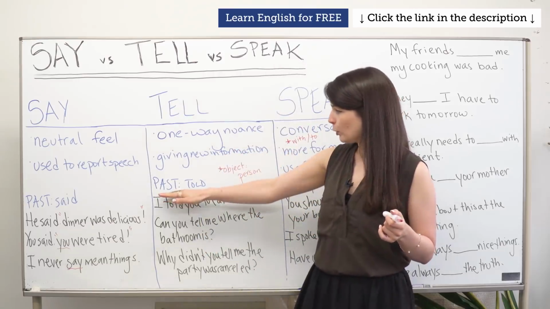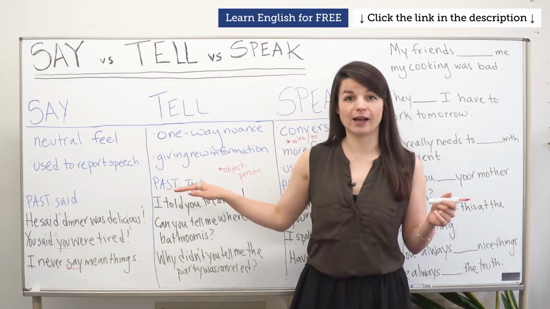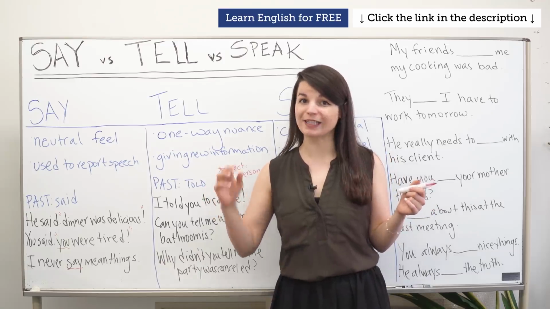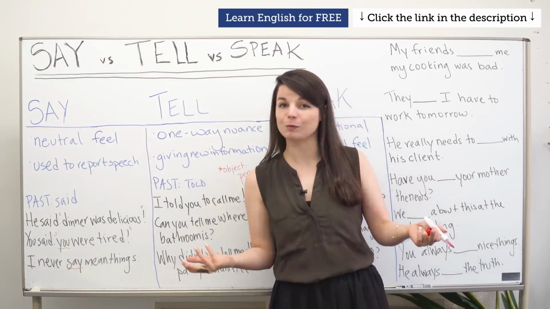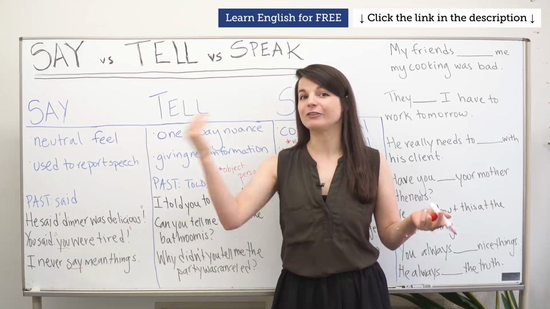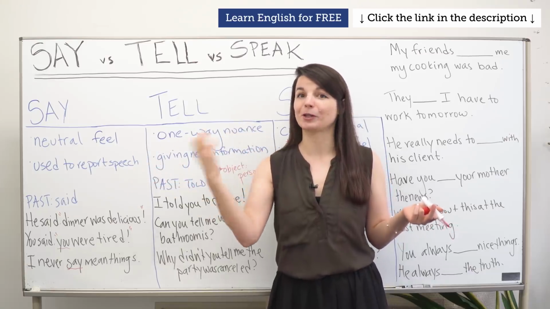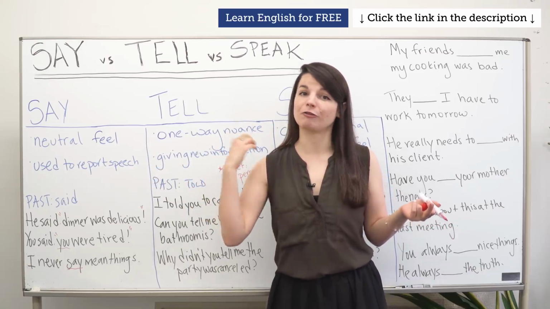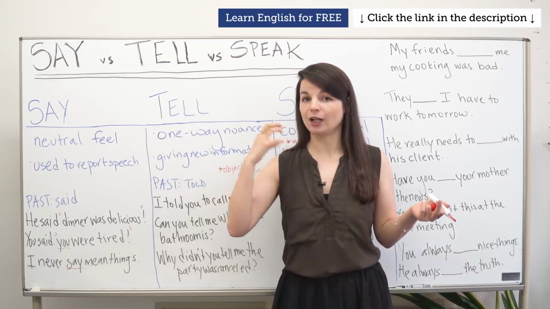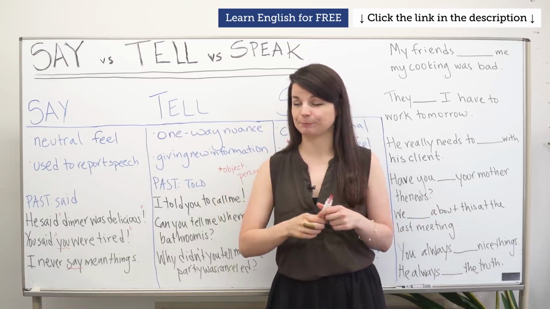We use this in past tense a lot. The past tense of tell is told. He told me, she told me, they told me. This gives us the nuance of new information, something I'm learning, something I'm hearing for the first time. I can use tell or told in past tense.